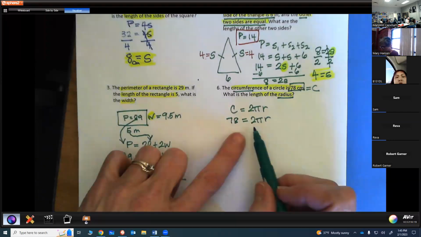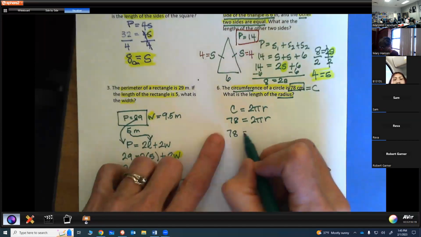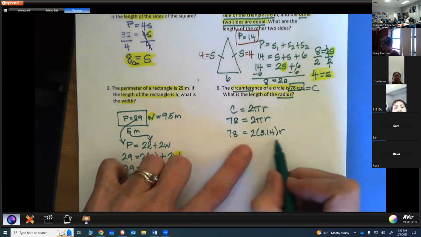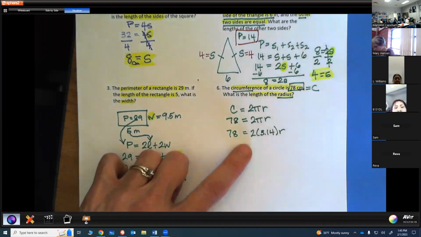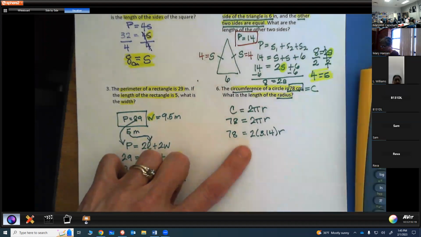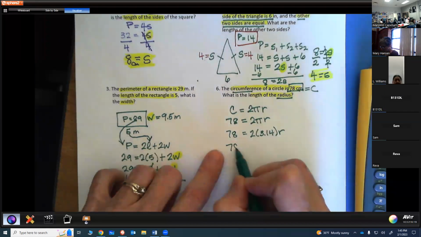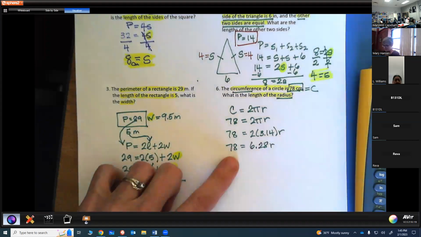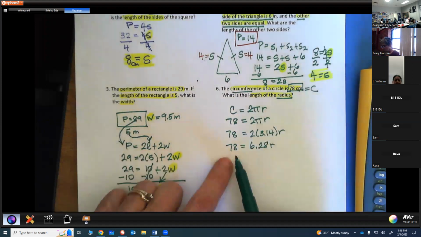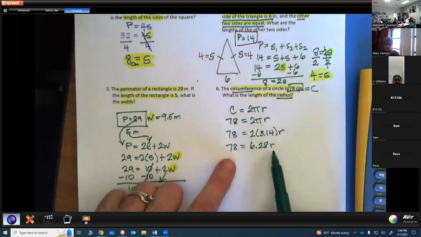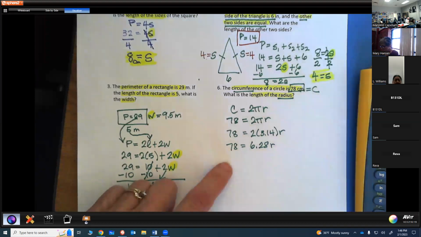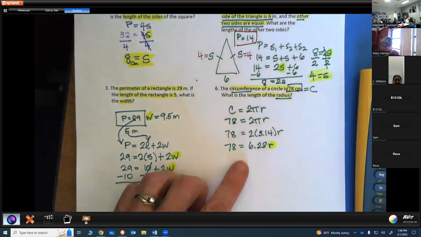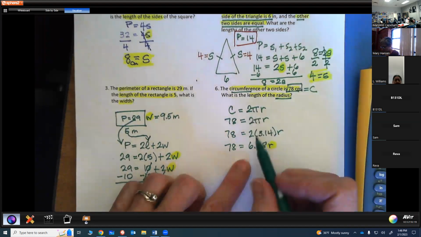Now we know pi is 3.14. Or an approximation for it. So I'm going to go ahead and put that in there so that I can multiply those 2 together. And so if I take 3.14 times 2, I'm going to get 6.28. So this equation says 6.28 times r is equal to 78. So if I want to figure out what r is, I need to get rid of that 6.28. It's being multiplied times r.